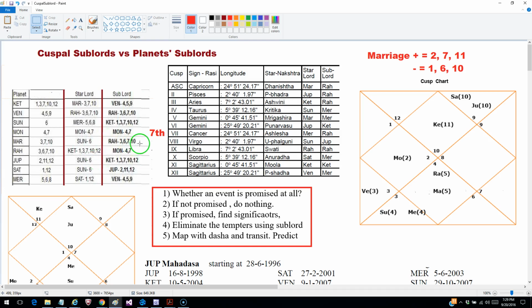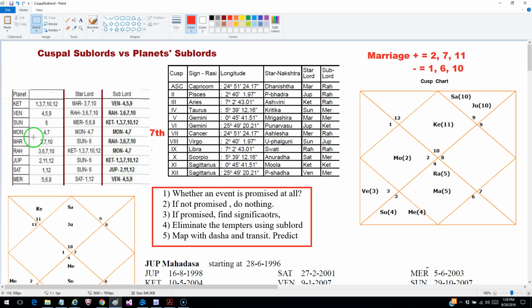And if you look at the sublord, they're equally positive, or they are lending their support to the sixth house, because the 6, 10, and then here also, you have 10 and 1. One is the house of status and recognition. And then again, here you have 2 and 11, which is very good.